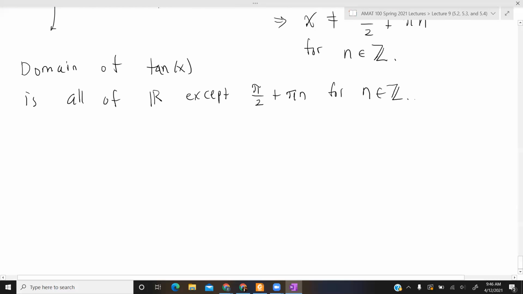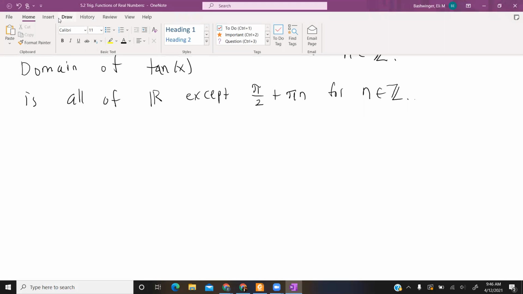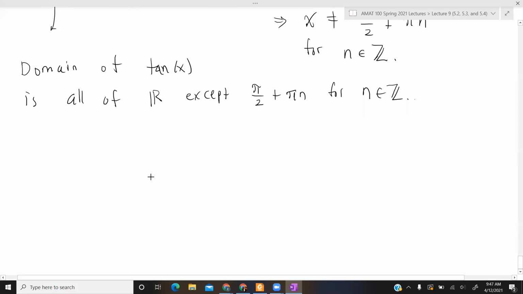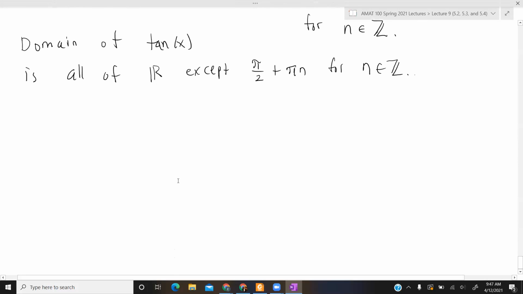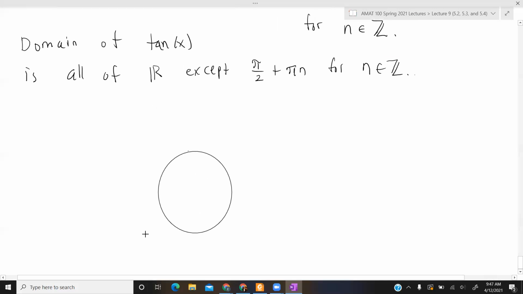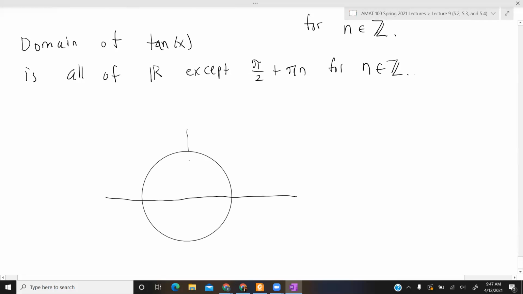Well, we have to go back to the definition of the trig functions, in particular tangent, which is defined in terms of sine and cosine. And how were they defined? They were defined in terms of the unit circle. So we have to draw a unit circle. I've been writing x, but I'm just going to look at tan of t.